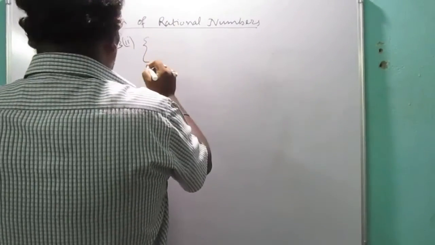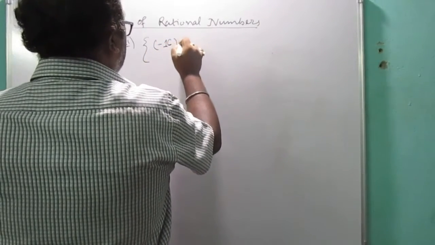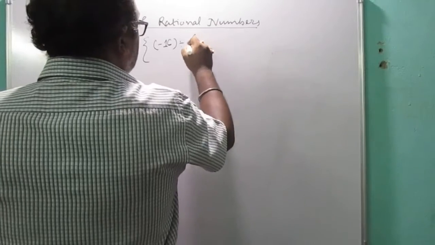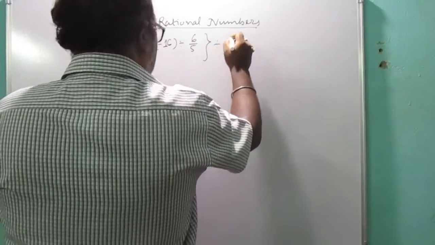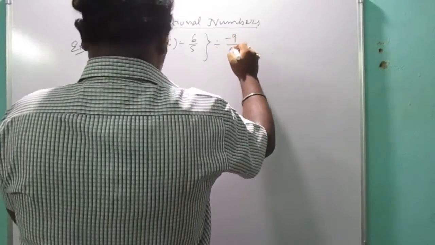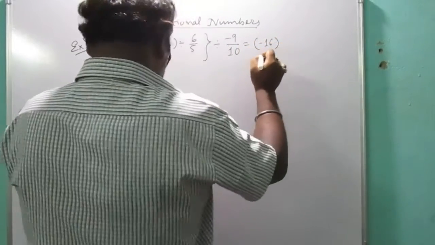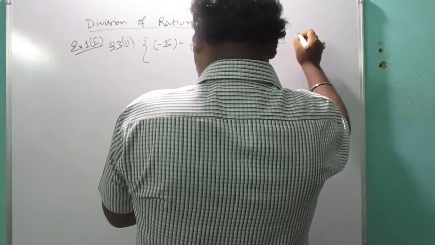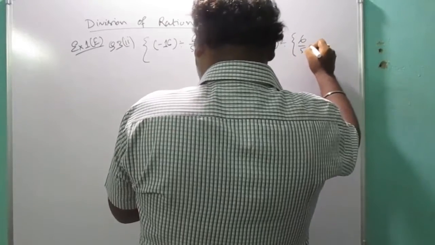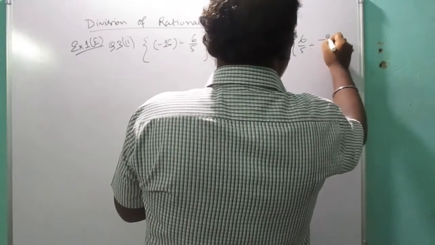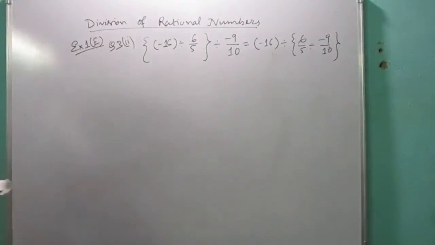Minus 16 divided by 6 by 5 divided by minus 9 by 10 is equal to minus 16 divided by 6 by 5 divided by minus 9 by 10. Okay, so this is the question.